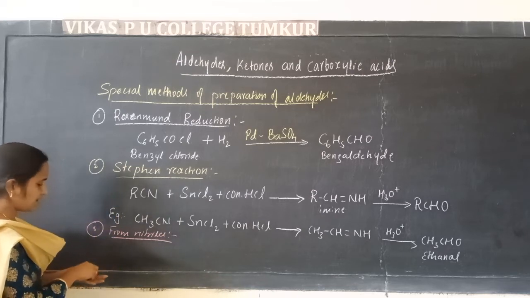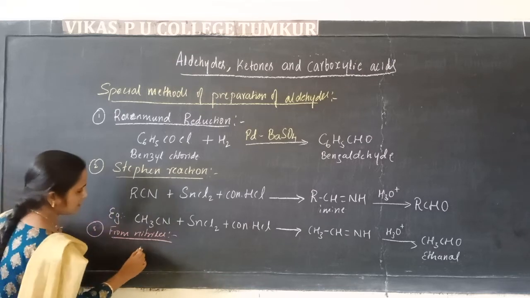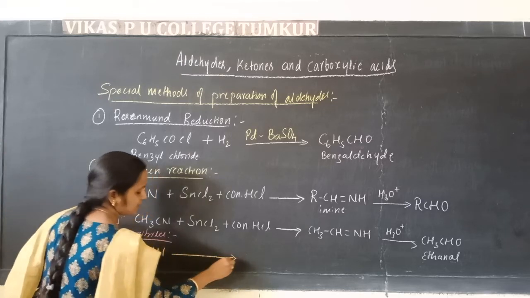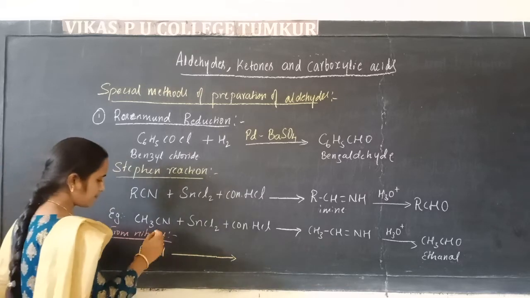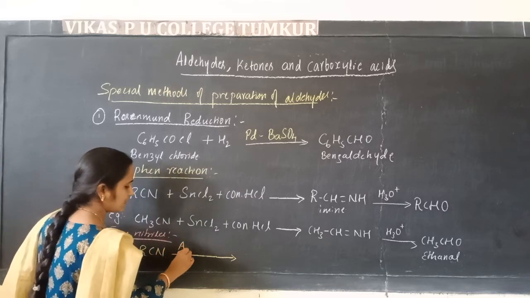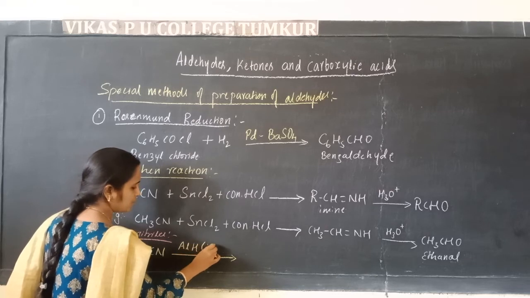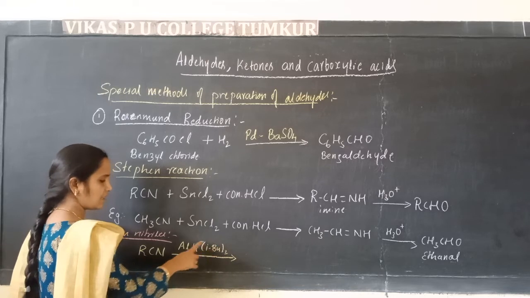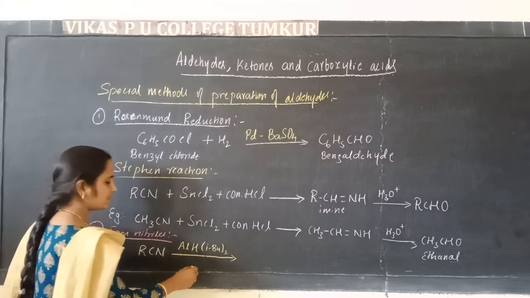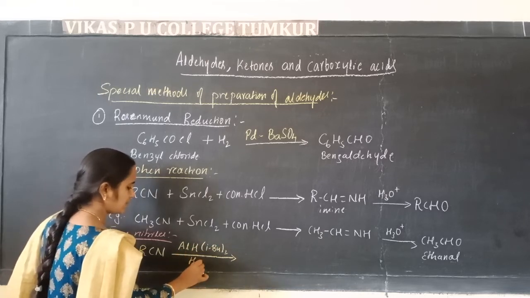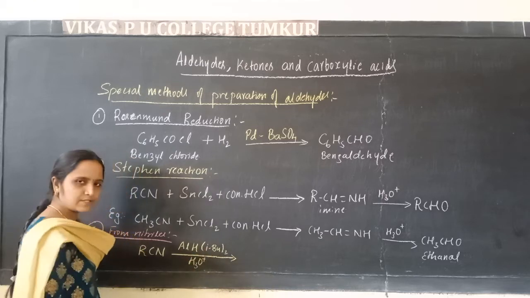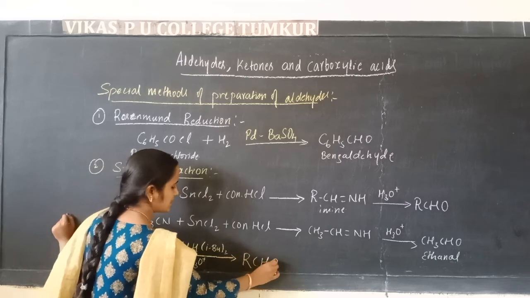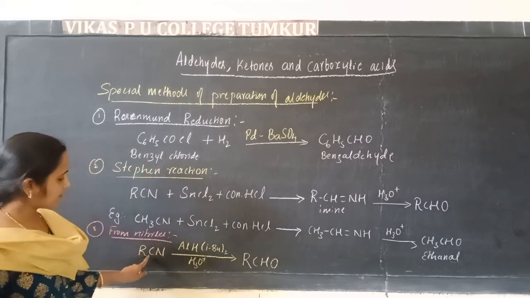Thus the nitrile can be written as RCN. This undergoes selective reduction in the presence of diisobutyl aluminum hydride. Then further hydrolysis gives the aldehydes.